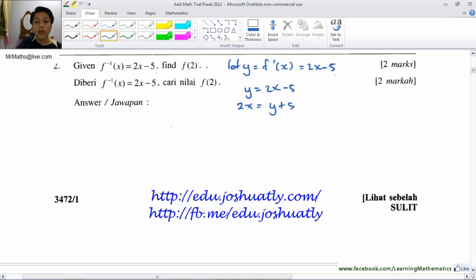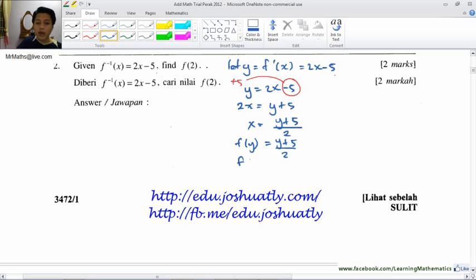Alright, how do I do that? Simple. I first move the minus 5 over to the other side, and anything minus will become plus. Later on I switch sides. I put the 2x on the left and the y plus 5 on the right. That will just make it easy for me. And then x is equal to y plus 5 over 2. So this is f of y. F of y is y plus 5 over 2.